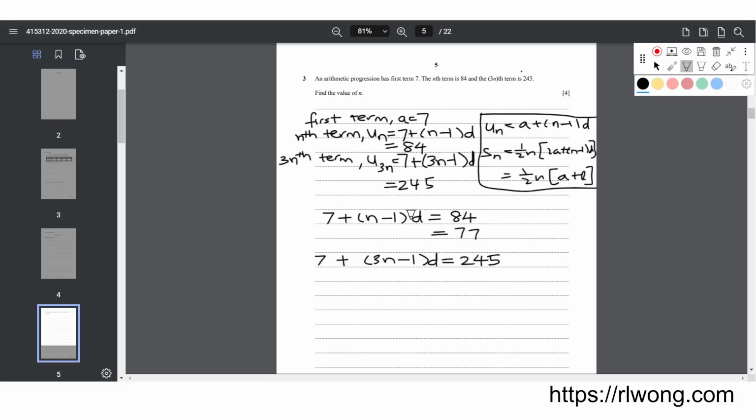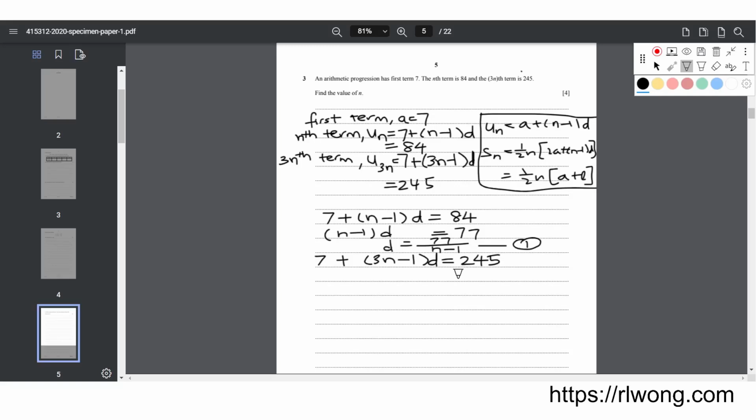So I know that (n minus 1)d is 77. So d is equal to 77 over n minus 1. I'll label this equation 1 because I have two unknowns, so I need to solve for them. Therefore I'll make use of simultaneous equations. I'll do the same for this portion here. I will make d the subject, and then later I'll equate them together.